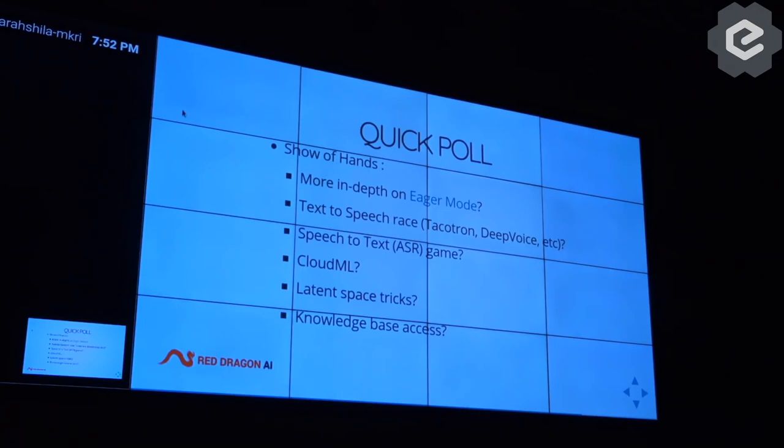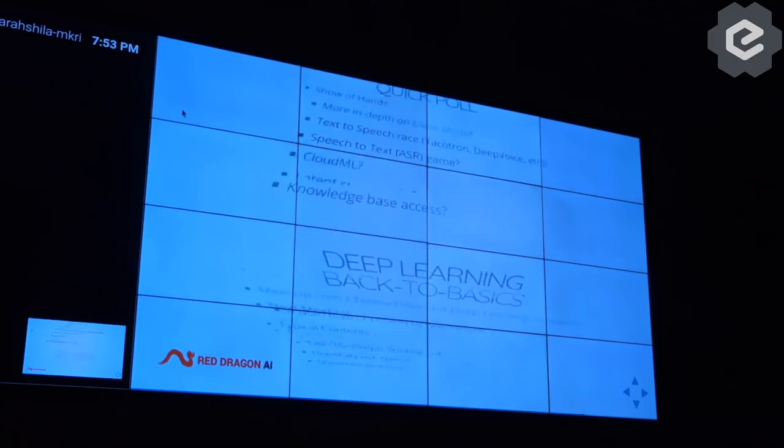Who'd like to hear about the text-to-speech race? This WaveNet thing is part of that, but there's also Tacotron and Deep Voice and Loop, and all sorts of things, people playing a race for text-to-speech. Anyone interested in that? Some? What about speech-to-text? Okay, some more. Who wants to hear more about Google Cloud ML? How interesting. Who wants to hear about the latent space tricks which are being played? Who wants to hear about things being done with knowledge bases, or knowledge bases and assistants and that kind of thing? Okay, so we're getting some. Thank you very much.